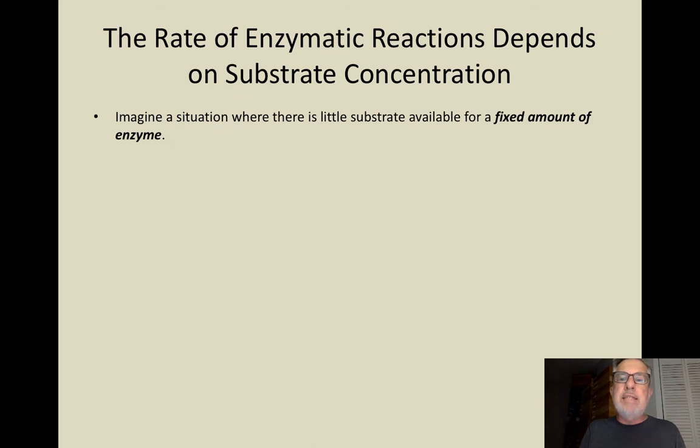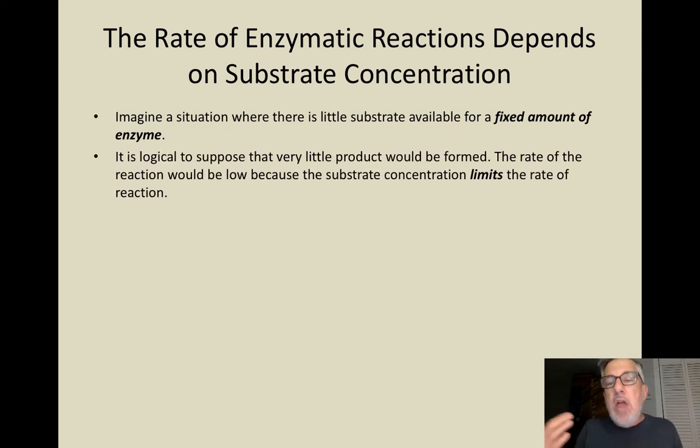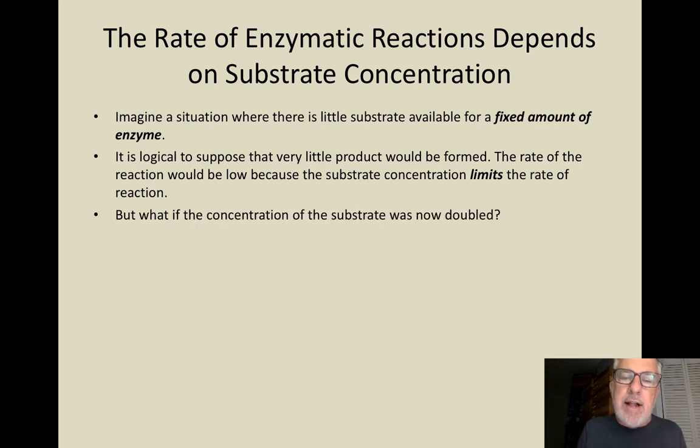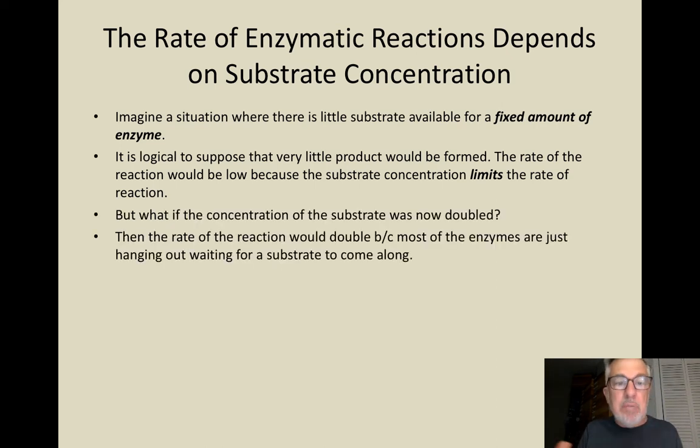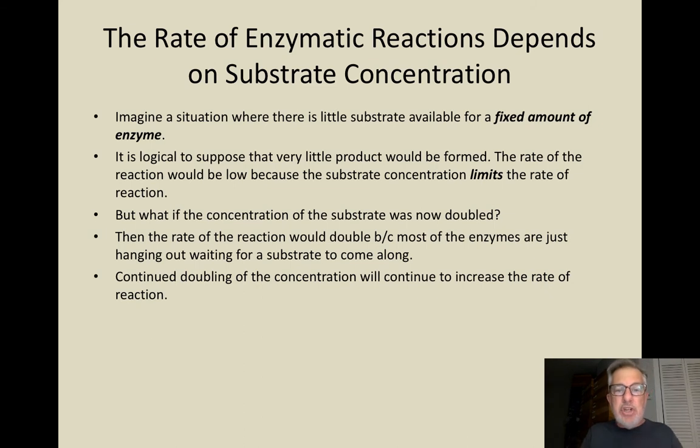The rate of enzymatic reactions depends, in addition, on the substrate concentration. So I want you to imagine the following situation, where there is a small amount of substrate and a relatively large amount of enzyme in the cell. If this happened, there would be very little product formed because the substrate concentration limits the rate of reaction. But what if the concentration of the substrate was now doubled? Well, you would think that the reaction would probably double because most of the enzymes are just hanging out waiting for a substrate to come along. And continued doubling of the concentration will continue to increase the rate of the reaction.